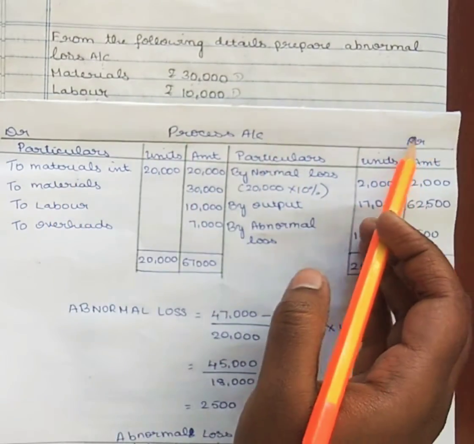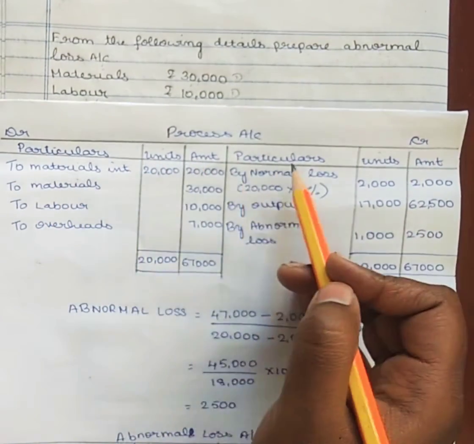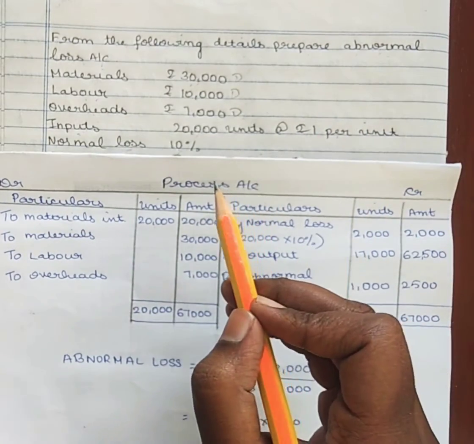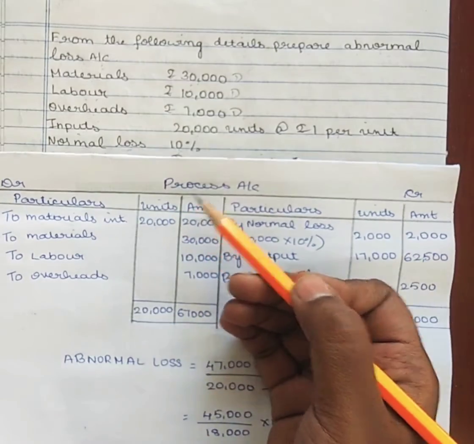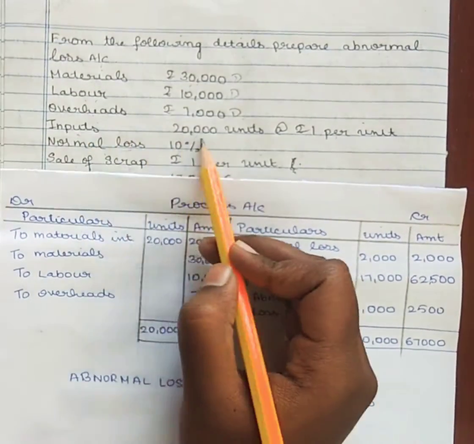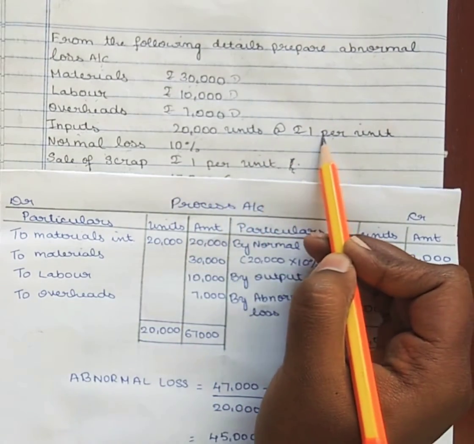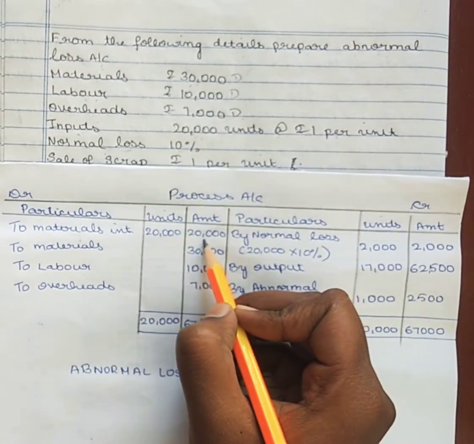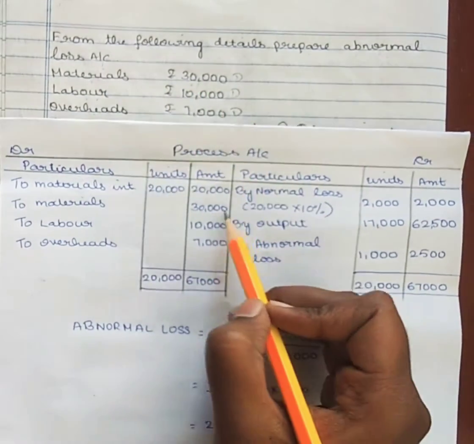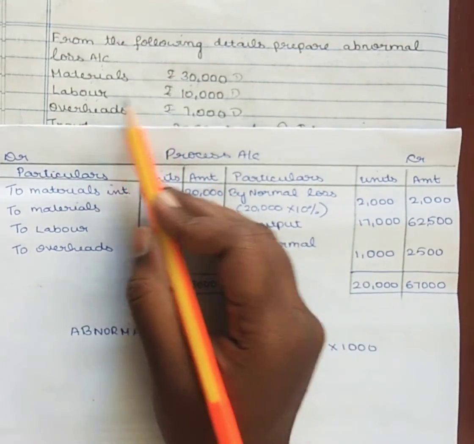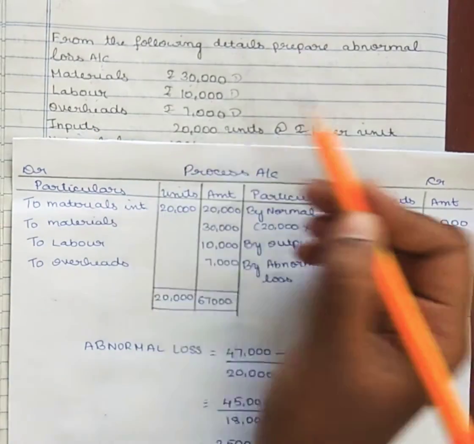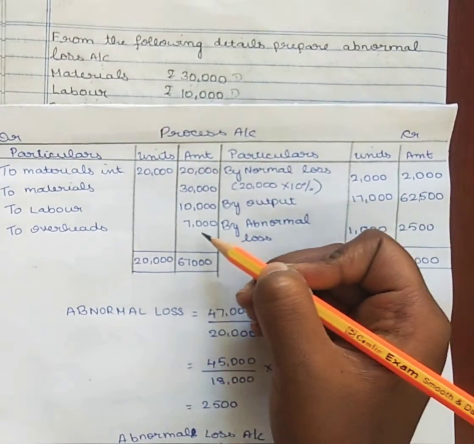So we have debit and credit, particulars, units and amount, particulars, units and amount. So first, always start off the problem with the value of materials or the raw materials that you have introduced. So to materials introduced, what is the input value? 20,000 units at rupees 1 per unit. So 20,000 into 1 will give you 20,000 itself. The value of material is 30,000, so 30,000 I have taken here. Labor is 10,000, so labor I have taken here as 10,000, and the value of overheads is 7,000. That 7,000 I have taken here.